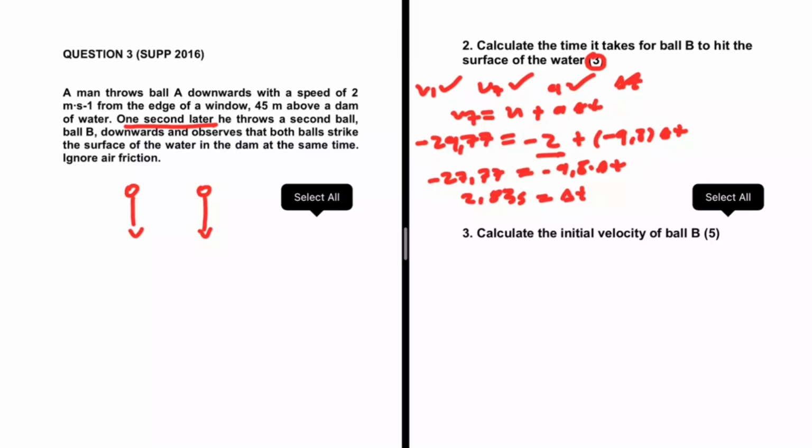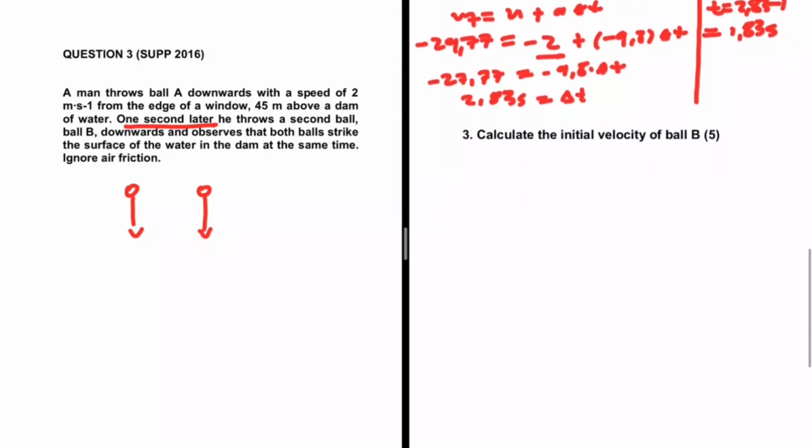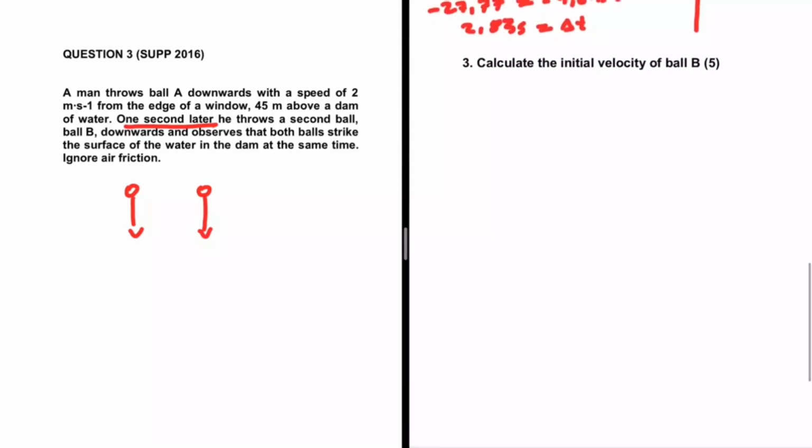So how much time is taken by ball B? The time will be equal to 2.83 minus 1. It was thrown 1 second later, which will be 1.83 seconds. That is another sneaky situation you have to be aware of. Let's move to the following question. Question 3, calculate the initial velocity of ball B.